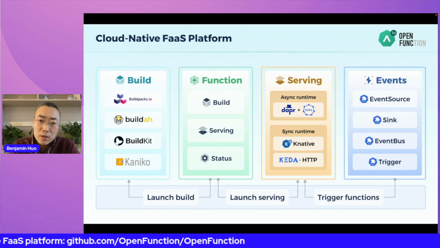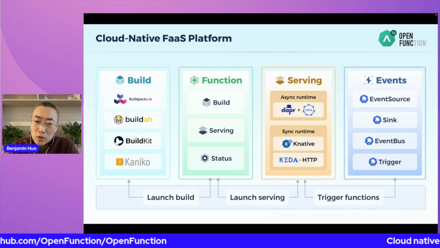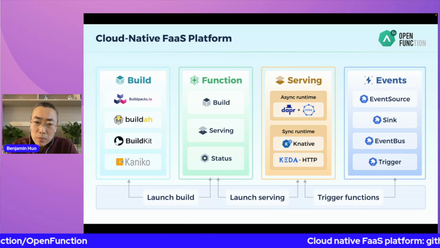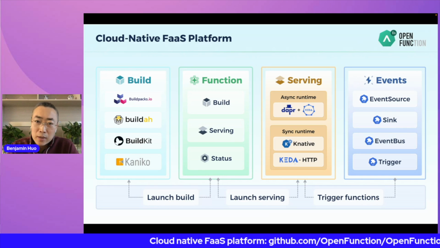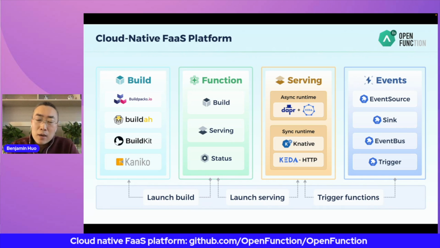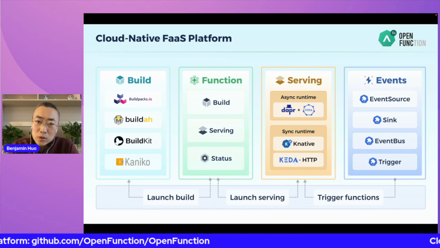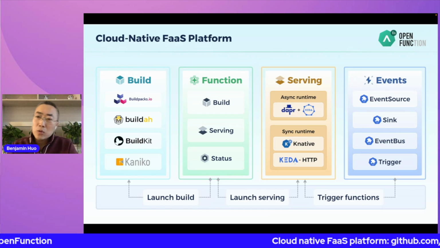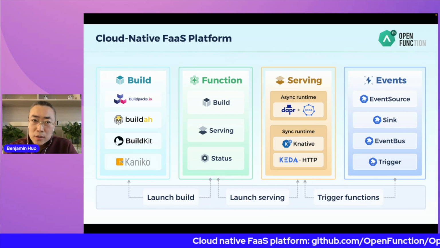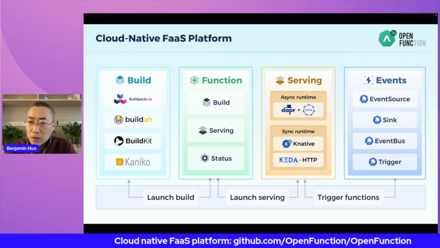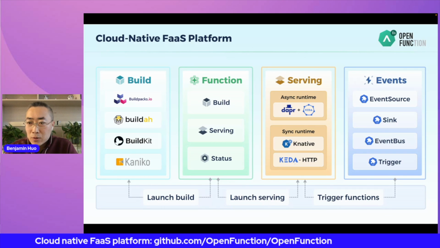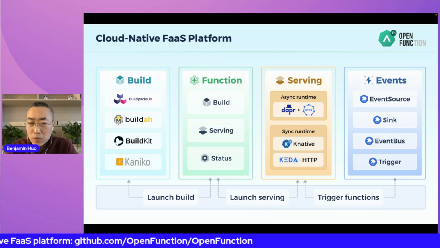Currently, we have an async runtime and a sync runtime. For the sync runtime, we are using Knative, and for the async runtime, we are using KEDA to scale the function and using Dapr to communicate with the backend services. And also, we have an events framework. The events framework is something like Knative Eventing, but it's much simpler and easier to use.